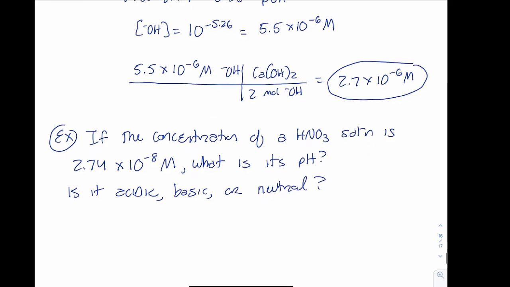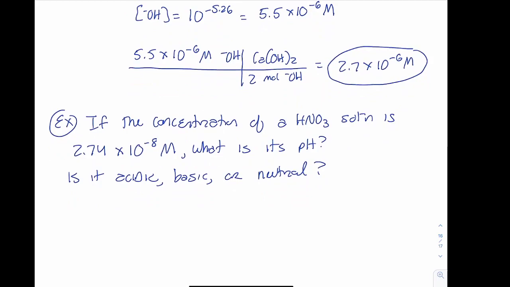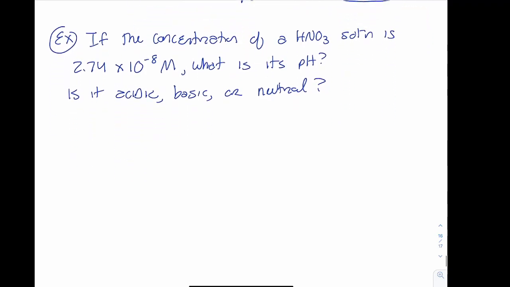So if the concentration of a nitric acid solution, so strong acid, is 2.74 times 10 to the negative 8th molar, what is its pH? And then is it acidic, basic, or neutral? So please hit pause, work through this problem on your own, answering both parts of the question, and then when you're ready, just hit play again.